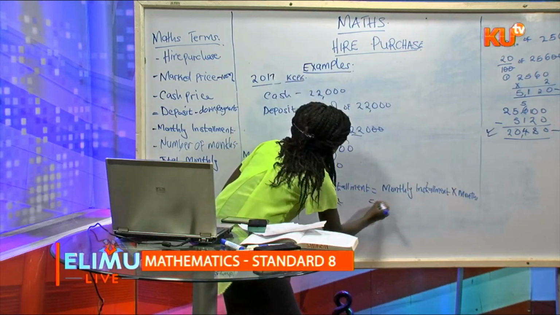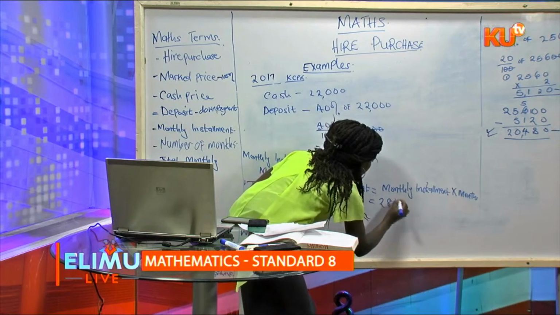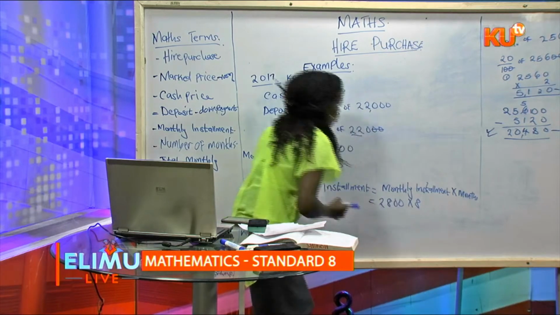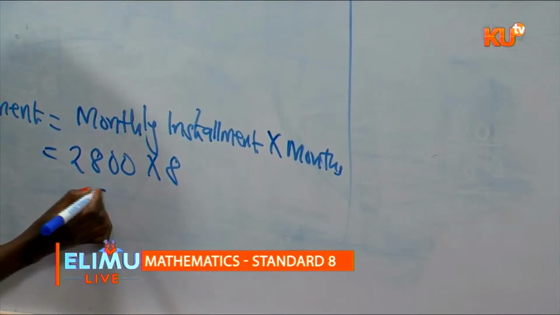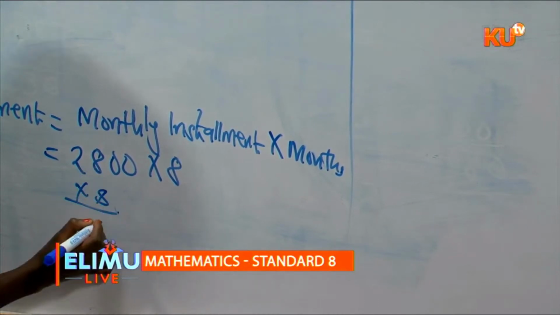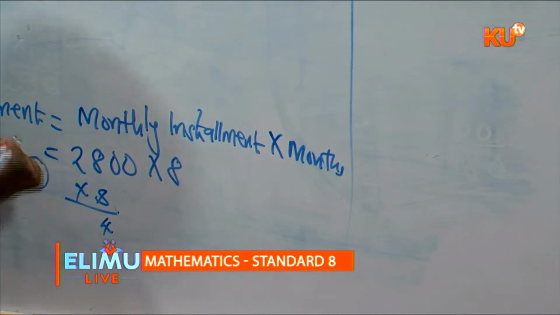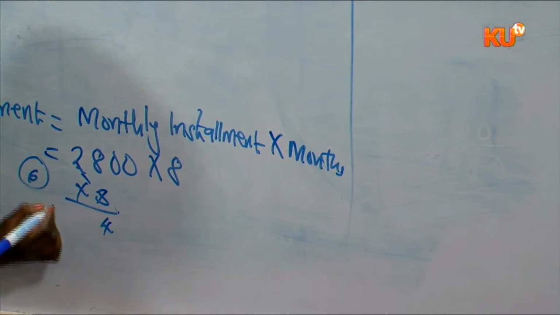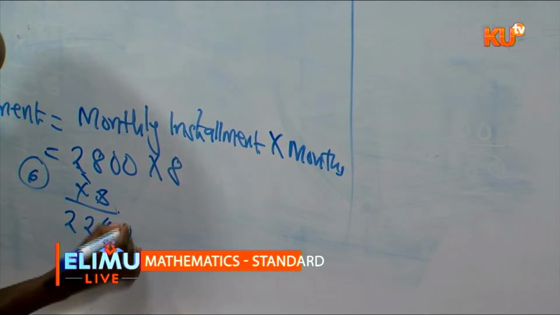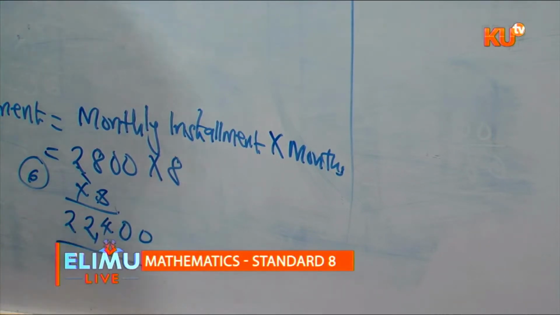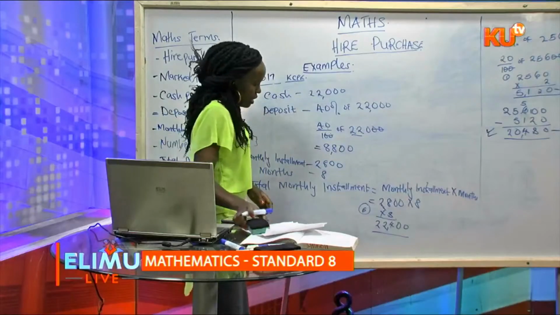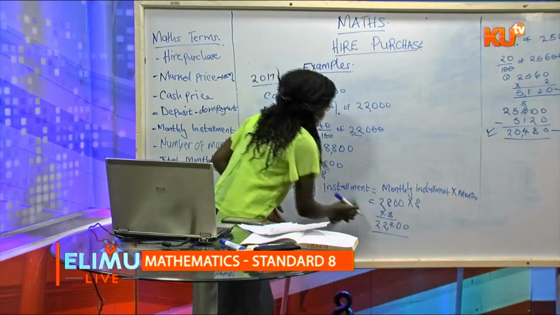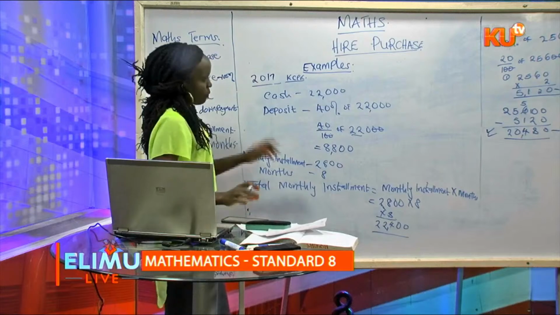So 2,800 times 8. We multiply. This is 64, carry 6. 16 plus 6, we get 22. We add the zeros, powers of 10. We get 22,400. 22,400 is now the total monthly installment.